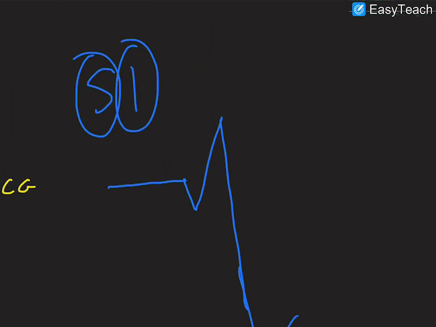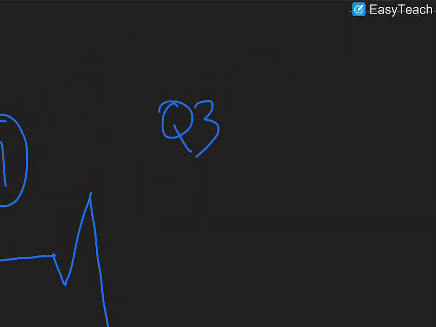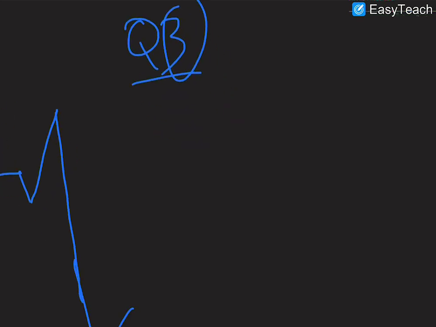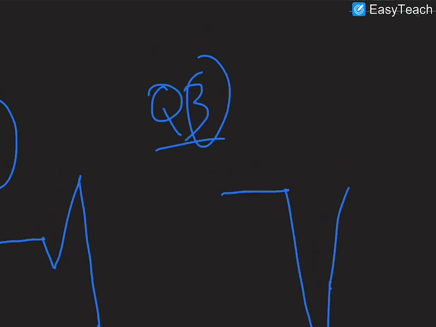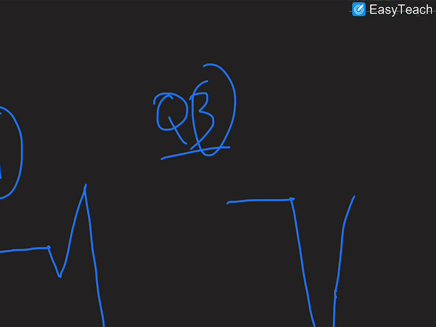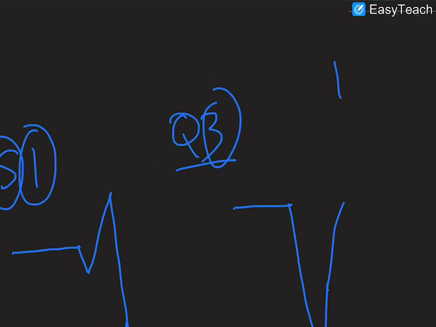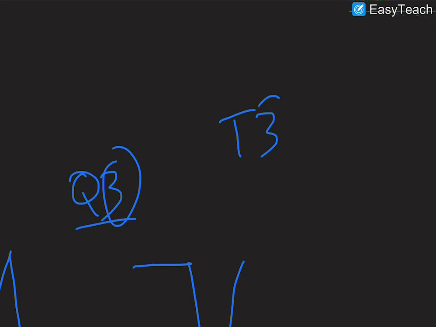What about Q3? So we have S1, Q3, T3. What does Q3 mean? In lead three, you see a Q wave. So that's what the Q3 means. And then the T3 means that in lead three, you're going to see an inverted T wave.